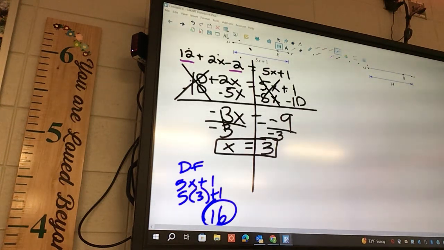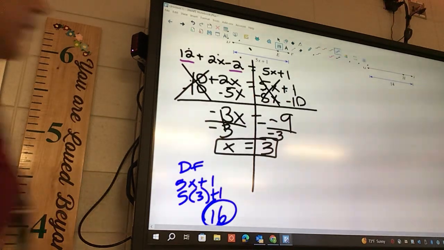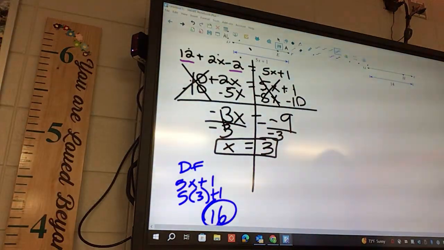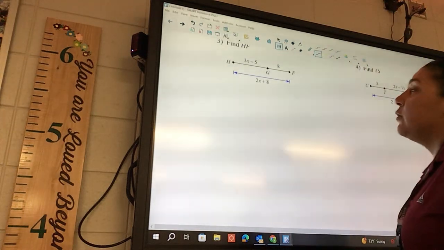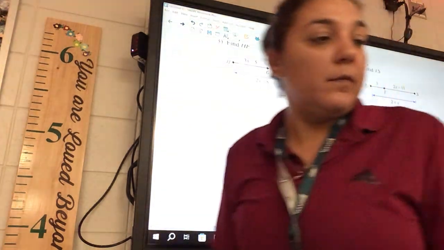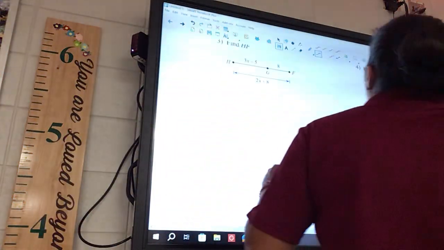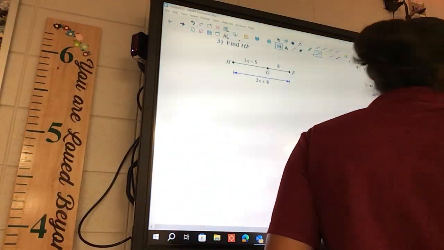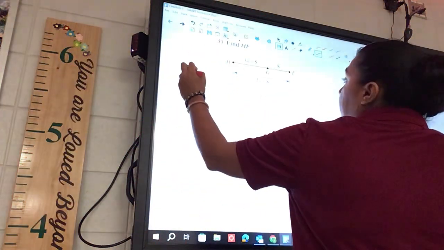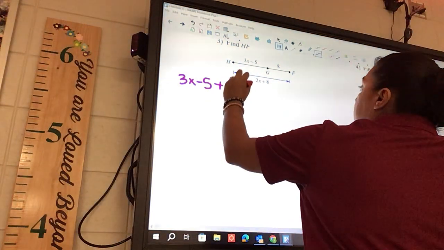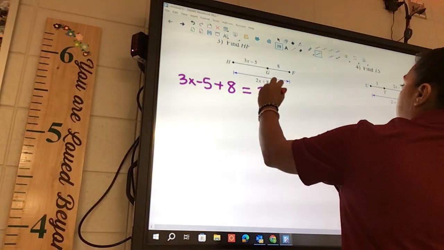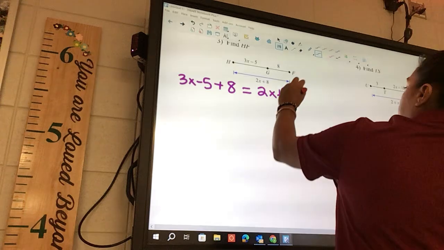Okay, got it. Thank you. Okay, so let's look at the next one. Again, we're going to add the two littles together and set it equal to the big. So what's my first little one? 3x minus 5. Good. Plus the other little one, which is 8, equals my big one, which is 2x plus 8.